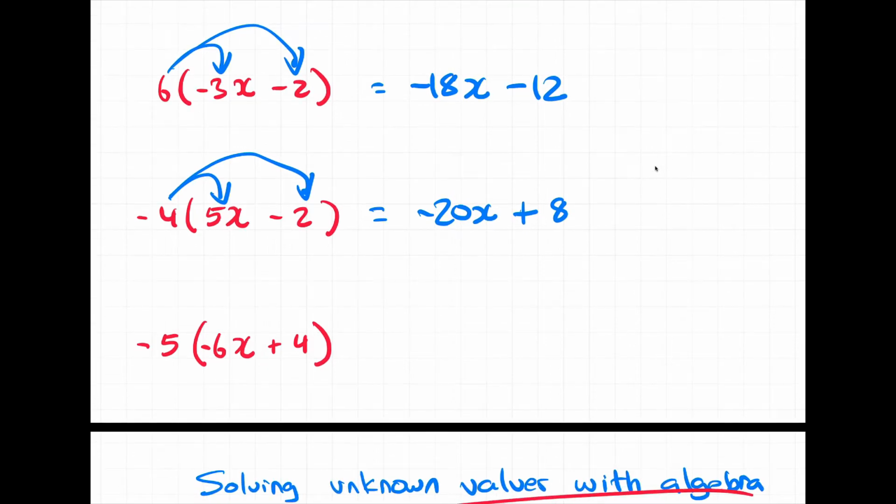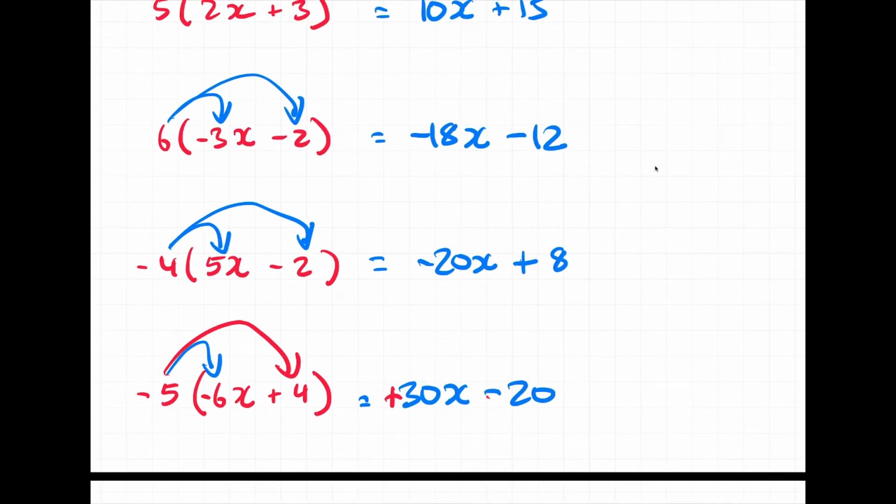And on to the last one, negative 5 times negative 6 is a positive 30. Don't forget the x. And negative 5 times 4 is going to be, it is a negative 20. Be careful with those integers. So negative times a negative is a positive, and negative times a positive is a negative.